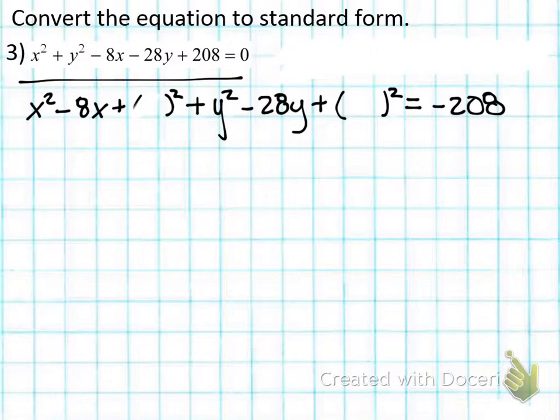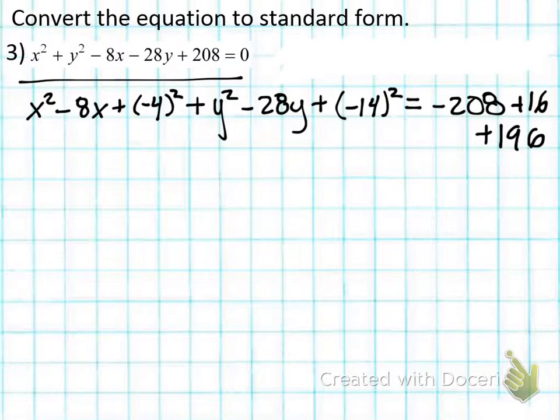Negative 4. What number goes in my second set of parentheses? Negative 14. Good. If I'm adding negative 4 squared, I'm really adding how many? 16. So I need to add 16 over here. If I'm adding negative 14 squared, I'm really adding how many? 196. So I need to add 196 over here as well.